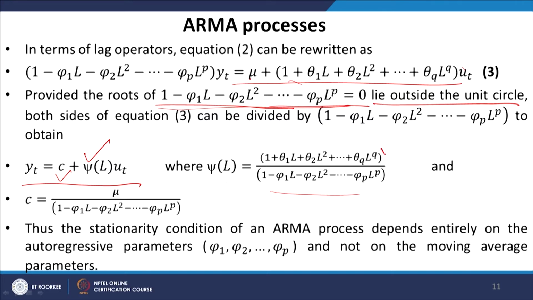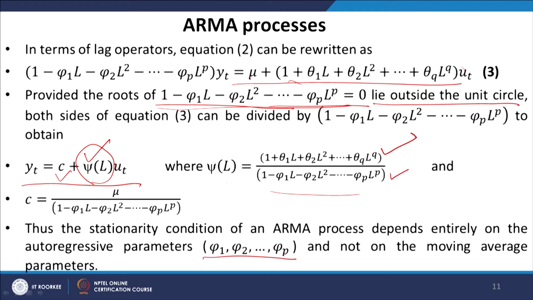So, the polynomial lag operator of the MA components divided by the polynomial lag operator of the AR component gives us psi(L), and C is the constant term, which is mu divided by the polynomial lag operator of the AR term. Thus, the stationarity condition of an ARMA process depends entirely on the autoregressive parameters and not on the moving average parameters. So, it is important to note that the condition is again with respect to only the autoregressive parameters.